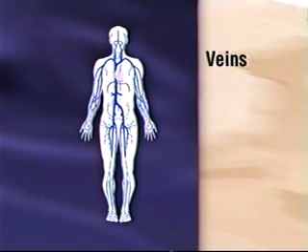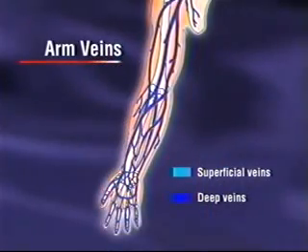Veins drain the deoxygenated blood from the tissues and return it to the heart. The arms have two types of veins. The superficial veins lie in subcutaneous tissue and transport most of the venous return. The deep veins are wider in diameter and have thinner, more elastic walls than their companion arteries.